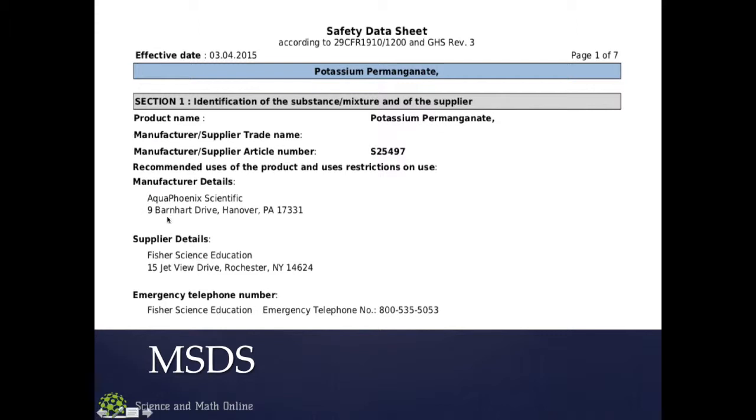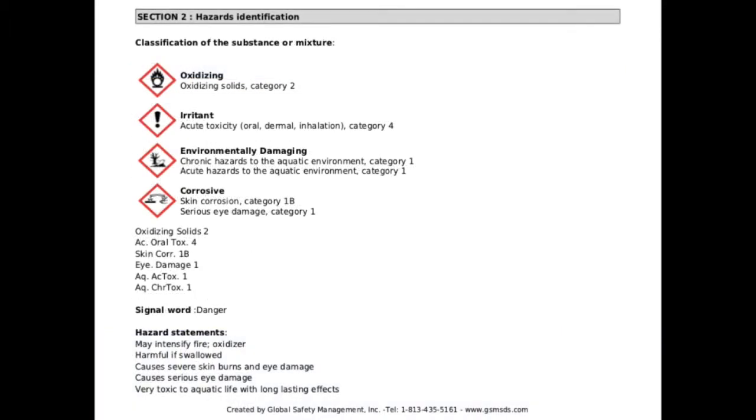So it gives you the name, and these are all by manufacturers. For example, this was who made it. So it just gives you some basic information. And then you scroll down into section 2, and this is the hazard identification. And notice this has 4 big hazard diamonds there for you.